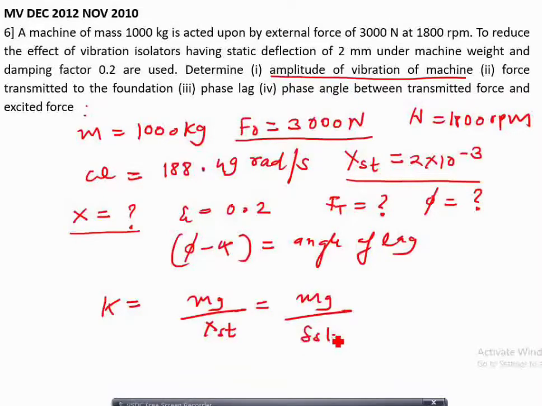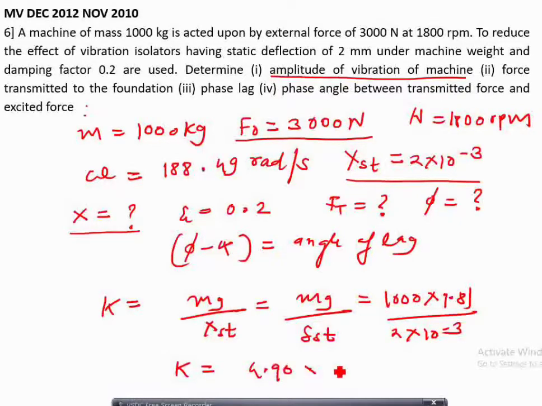So you can consider it as a del st also. It's one and the same. Okay. So what is this m? 1000 into 9.81 divided by 2 into 10 raised to minus 3. So from this, let me find out the stiffness. K is equal to 4.90 into 10 raised to 6 Newton per meter.